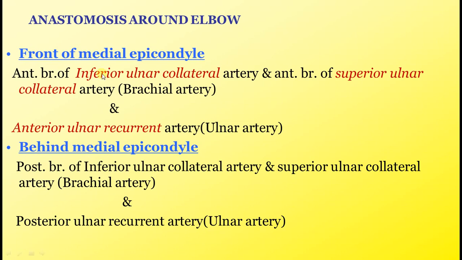So around the elbow, it is present in front of the medial epicondyle, behind the medial epicondyle. Same way it will be present in front of the lateral and behind the lateral epicondyle. In front of the medial epicondyle, it is the anterior branch of inferior ulnar collateral artery and anterior branch of superior ulnar collateral artery. These two are going to anastomose with the anterior ulnar recurrent artery of the ulnar artery. So these two are branches of the brachial artery and this is a branch of the ulnar artery. Behind the medial epicondyle, posterior branch of inferior ulnar collateral and superior ulnar collateral with the posterior ulnar recurrent artery.